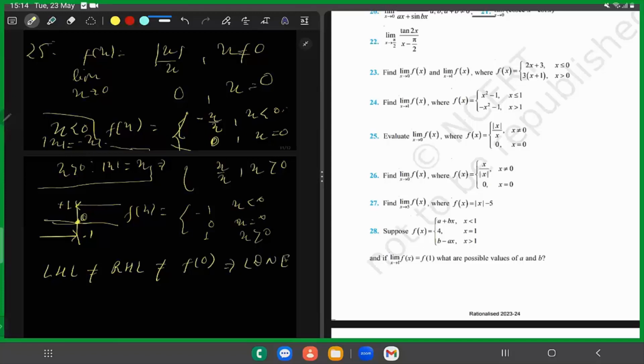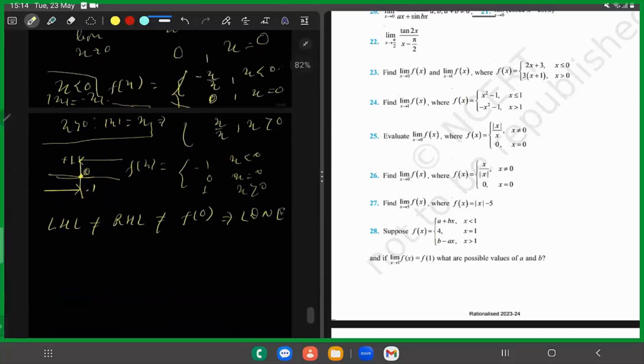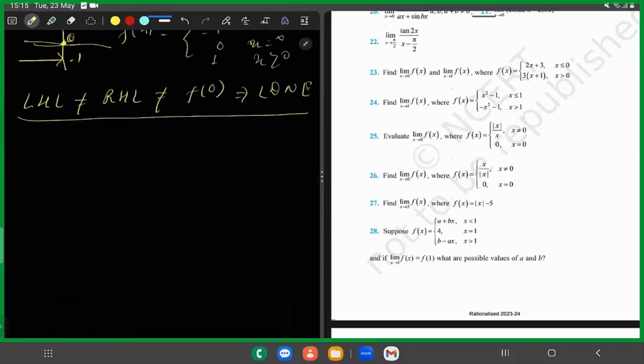So this is about this question, and for question number 26, the same would be applicable, because in this case we have the mod function in the denominator rather than the numerator. So 26 will also be the same case. We don't have an answer; the limit simply doesn't exist.